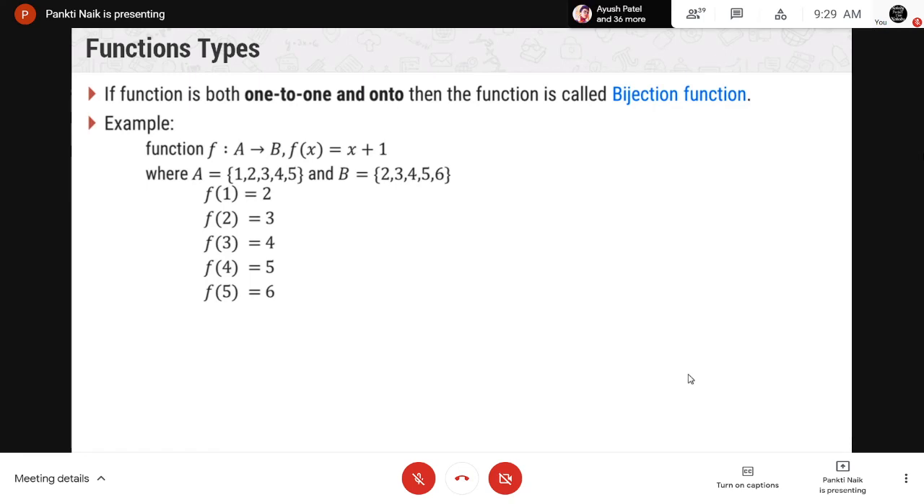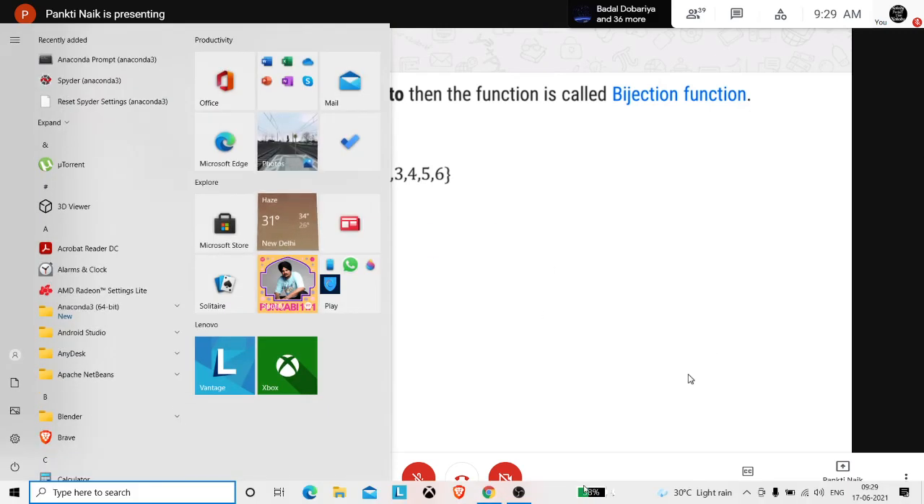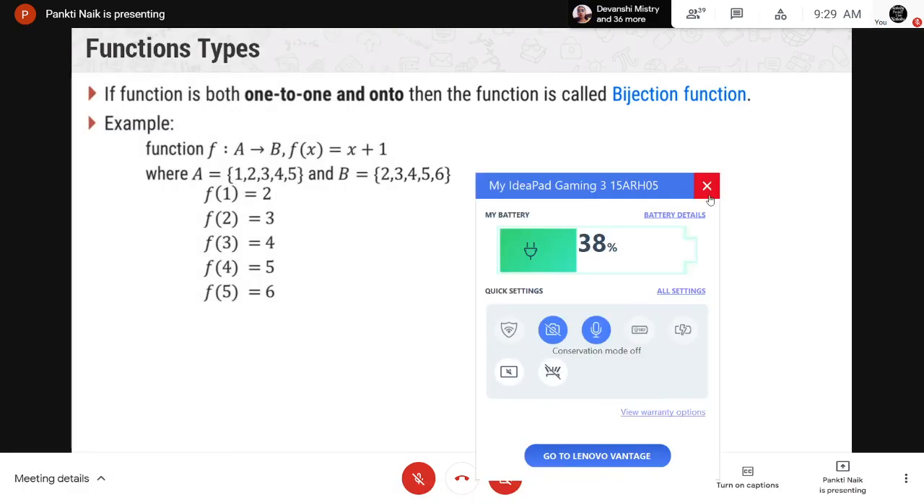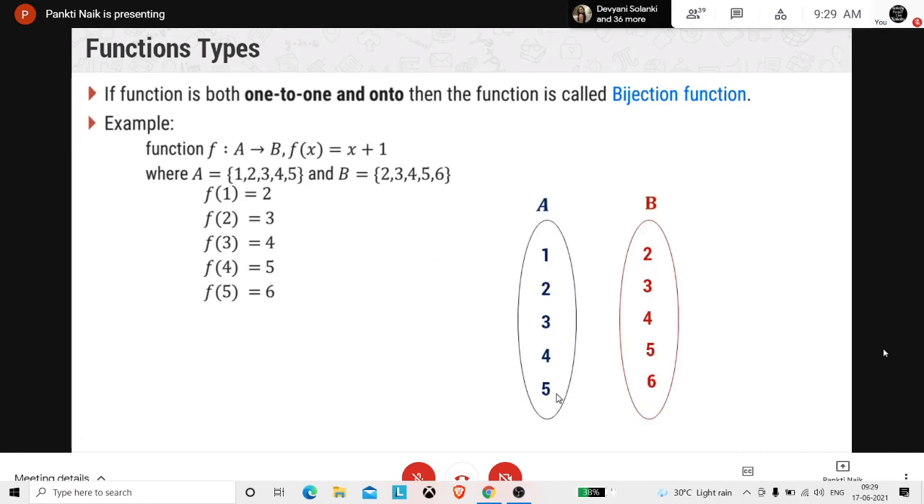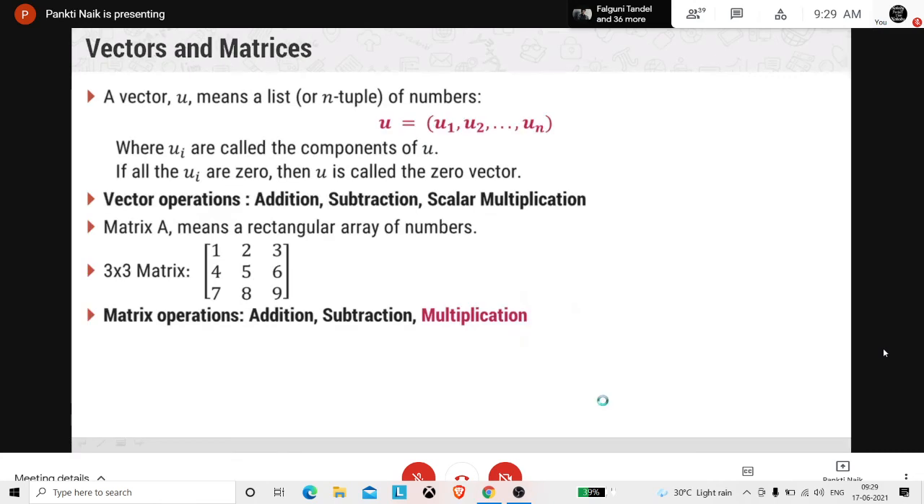So if f: A to B, f(x) = x plus 1, and the values of A and B are 1, 2, 3, 4, 5 and 2, 3, 4, 5, 6, and the function values f(1), f(2), f(3), f(4), f(5) are like this, then A = {1, 2, 3, 4, 5} and B = {2, 3, 4, 5, 6}. So this function is one-to-one and also onto, because each element points to a single element on the codomain. So this function is known as a bijection function.